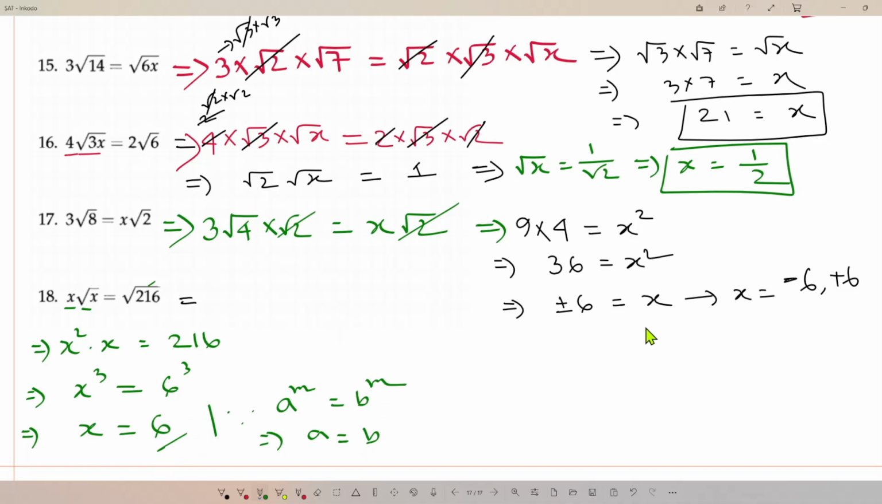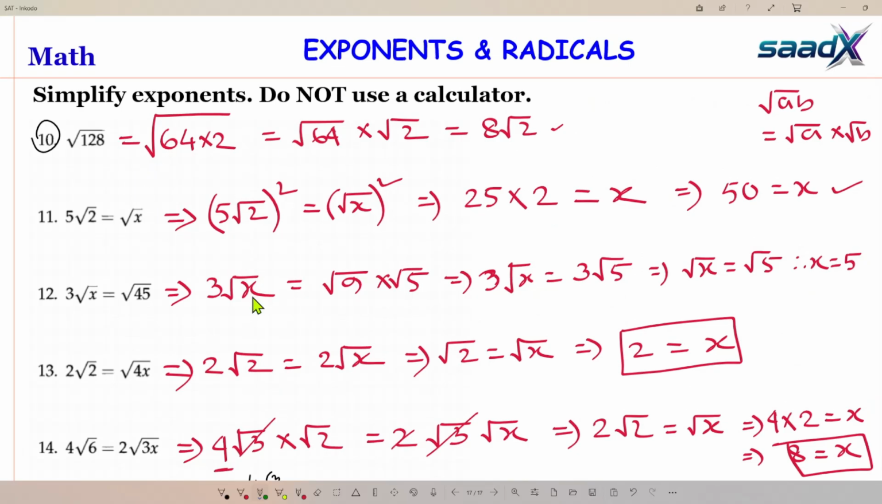So finally we got everything. It's a very interesting math part we are trying to solve. Our topic was exponents and radicals, and we are trying to solve everything without a calculator.